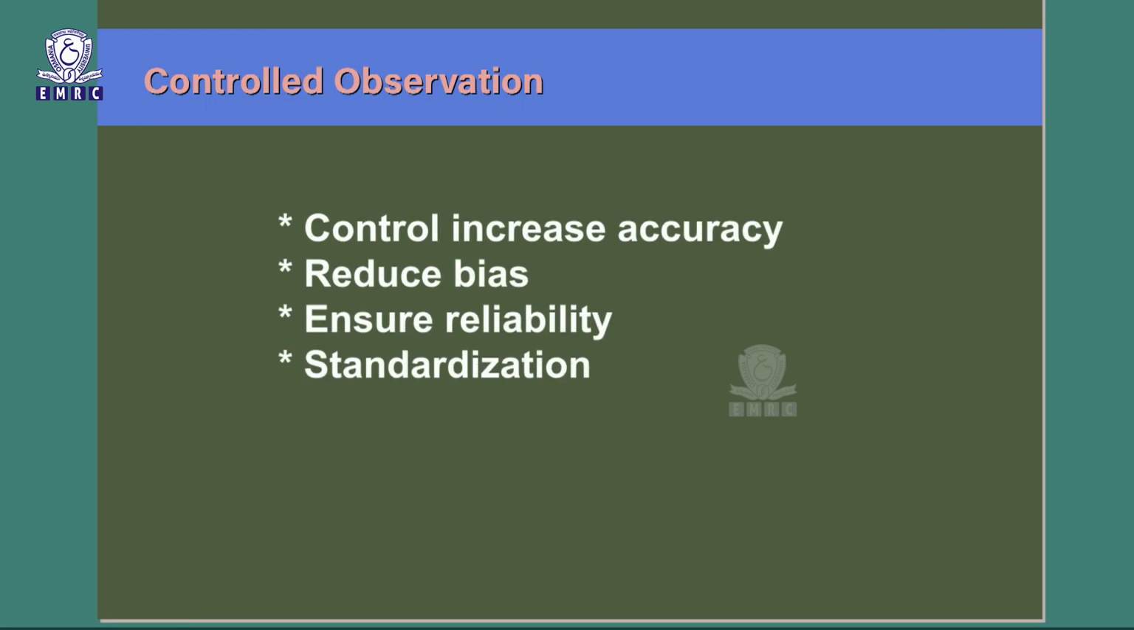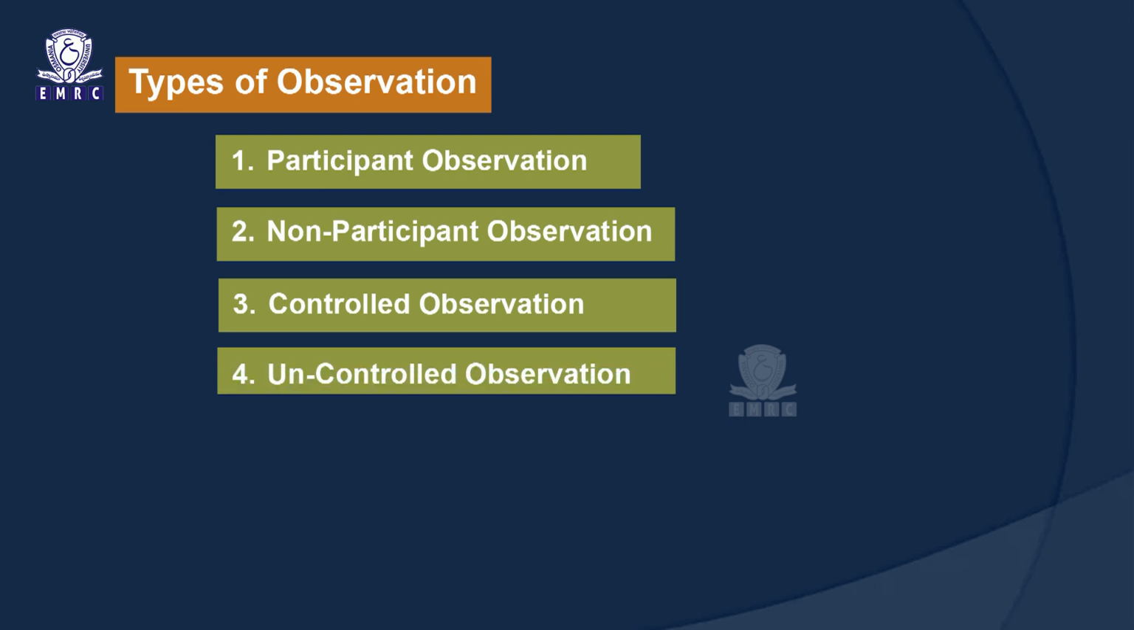So, control increases accuracy, reduces bias, and ensures reliability and standardization. Another method is the uncontrolled observation. Uncontrolled observation takes place in a natural setting without the influence of external or outside control. The observer does not plan in advance, but this is related to day-to-day happenings and socio-cultural problems. It studies some of our life situations.